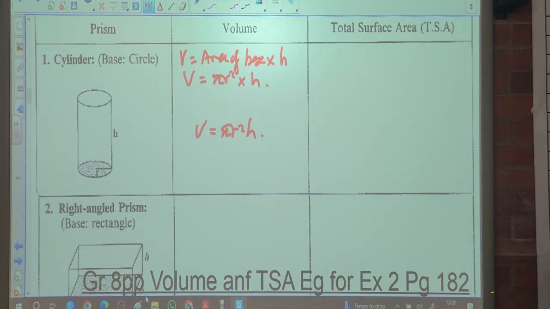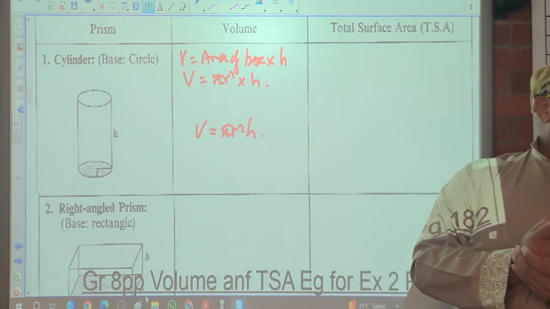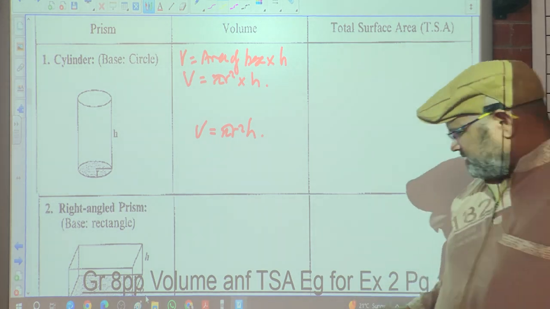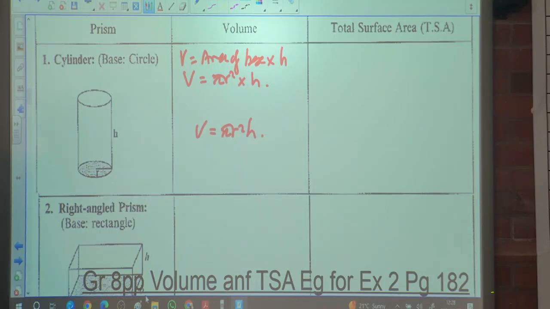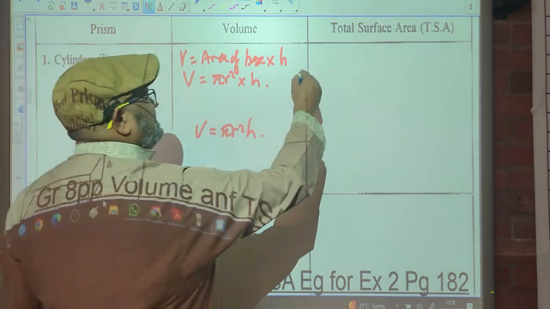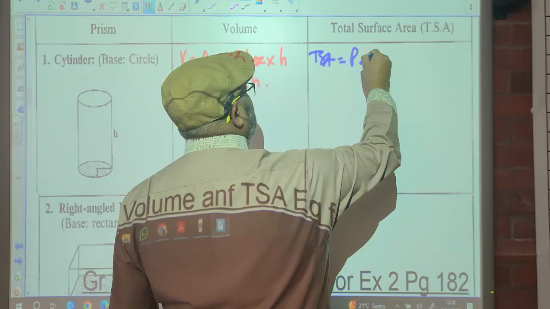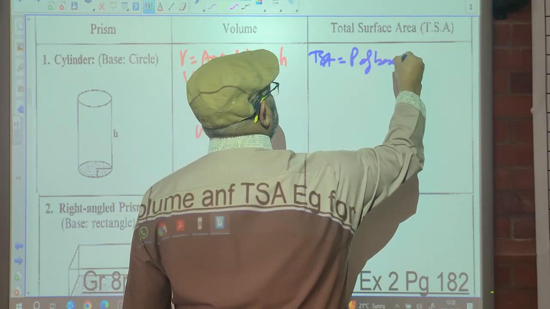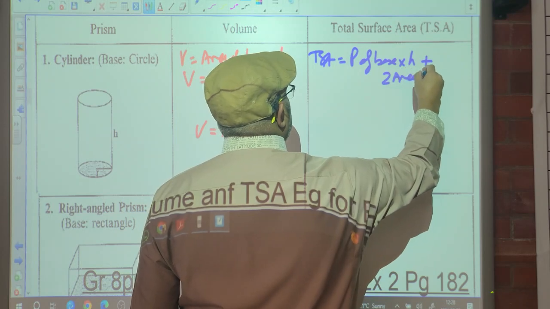Let's look at the next question. The total surface area. The total surface area is the area on the outside, not so? Sometimes called the total external area or total external surface area. Okay, so again, how do you calculate the surface area? You're going to say it's perimeter of base times height plus twice area of base.